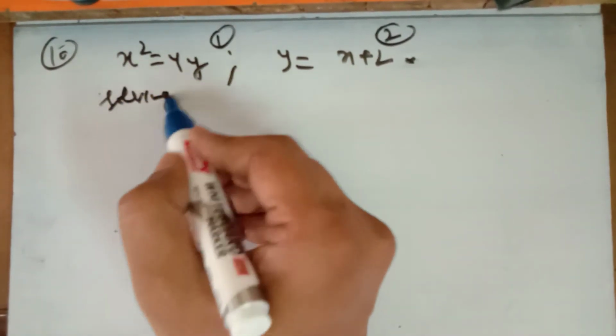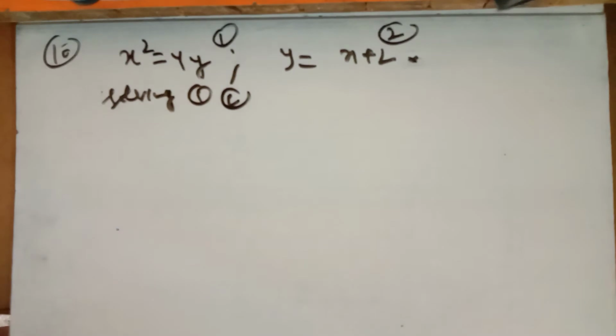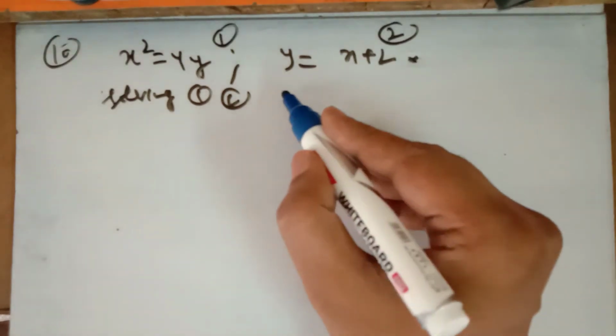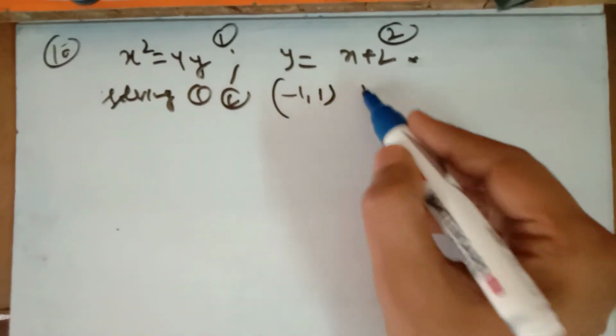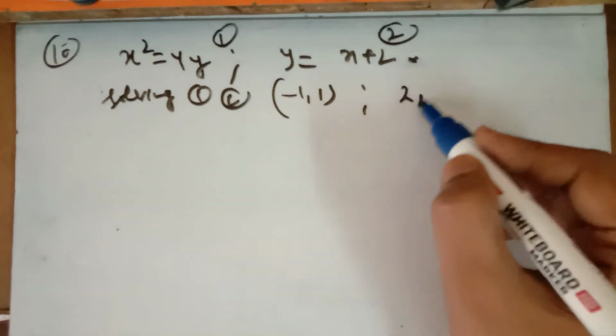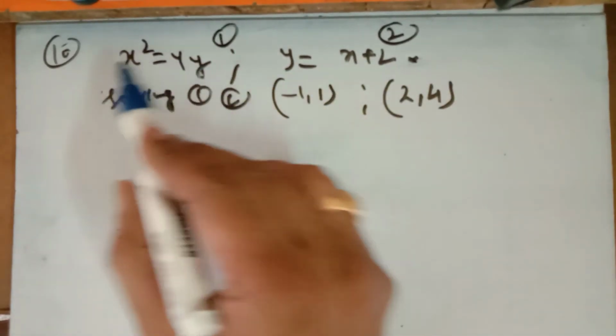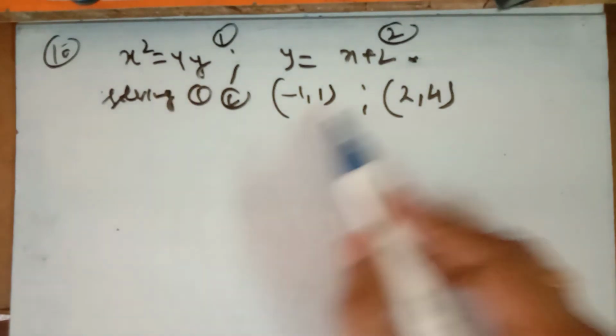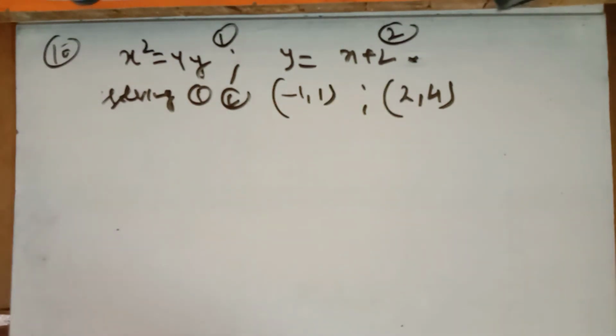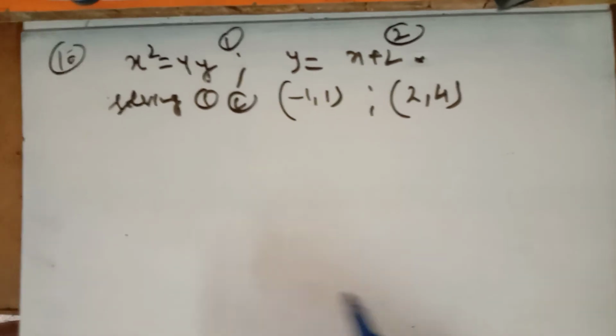So as usual, when you solve equation number 1 and 2, you will get the point of intersection of these two as minus 1, 1, and the second point of intersection will be 2, 4. You put the value of y, x plus 2, here, get the value of x. When you put the value of x here, you will get the coordinate of y. Now sketch these two curves.